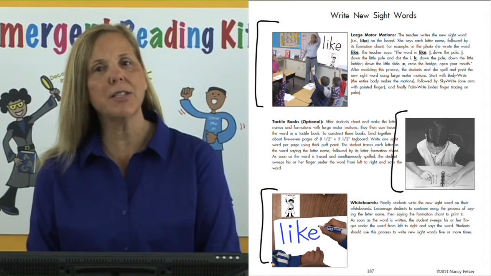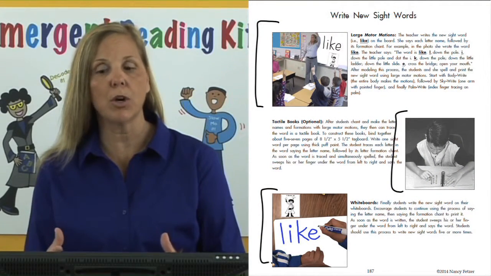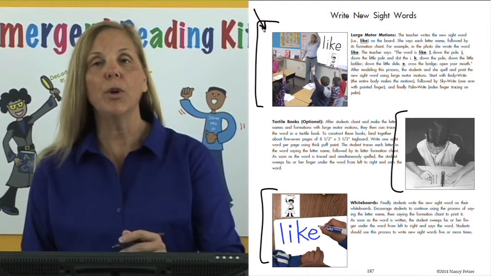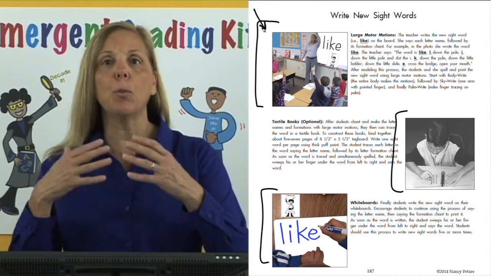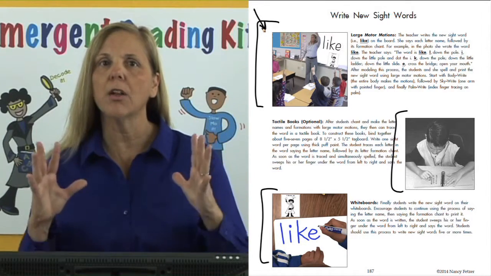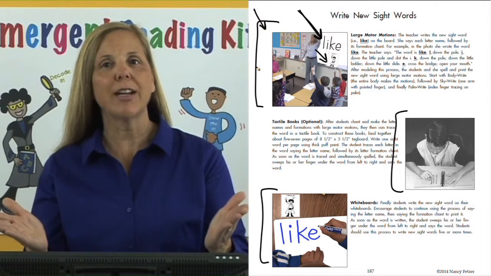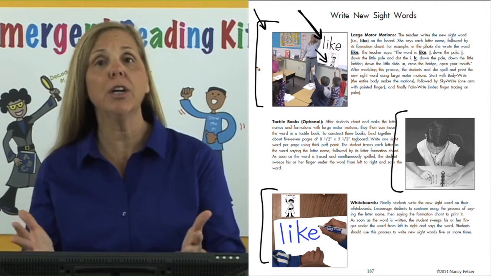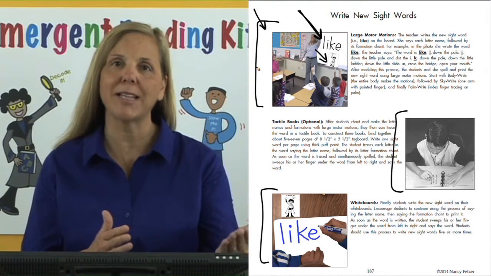On page 187 are the 3 different activities to introduce the new sight word. Let's start at the top with the large motor motions. Notice I'm always going to begin just using the body, no paper or pencil. The students and I are standing together, as you can see in the picture, and we're ready to start writing the word like using body write, followed by sky write.